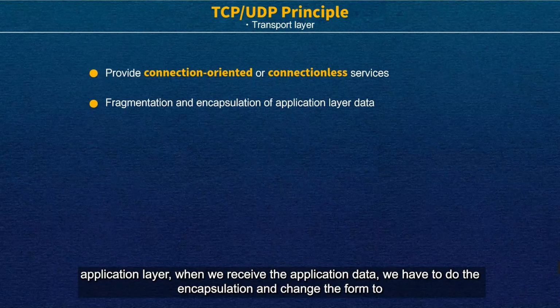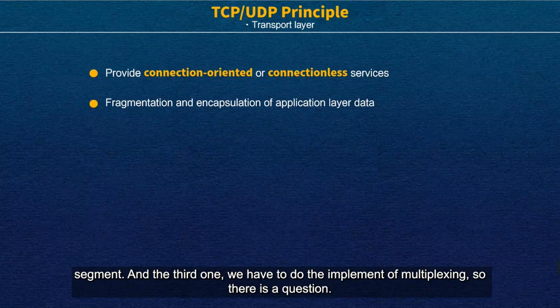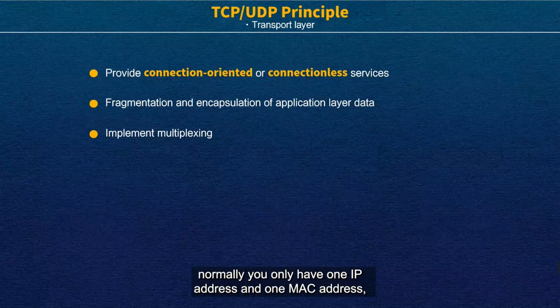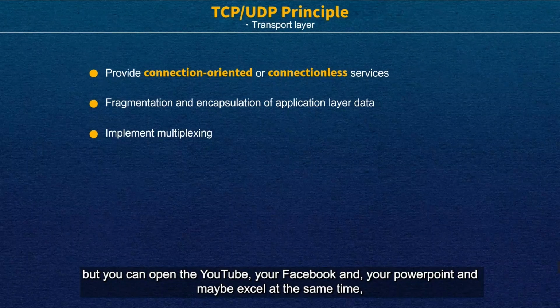When we receive the application data, we have to do the encapsulation to become the segment. And the third one, we have to implement multiplexing. So there is a question. For example, now you have a computer, right? Normally you only have one IP address and one MAC address. But you can open YouTube, Facebook, PowerPoint, and maybe Excel at the same time.